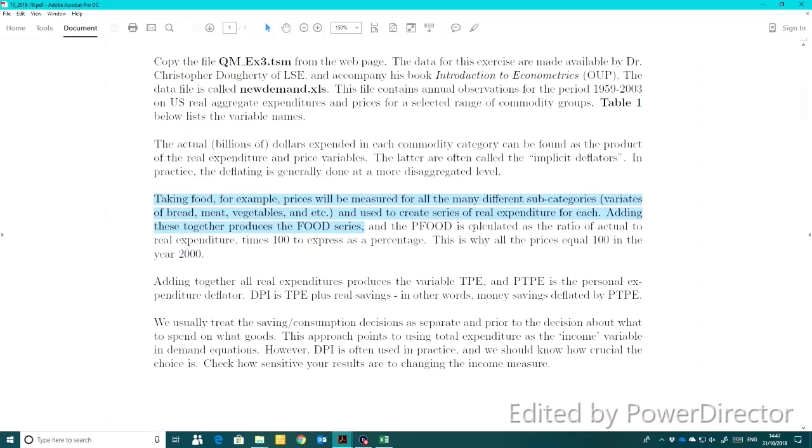If you continue reading the question, they say that P-food is calculated by the ratio of actual to real expenditure. So we want to understand what we mean by actual or real expenditure, times 100 to express it as a percentage. This is why all the prices equal 100 in the year 2000.